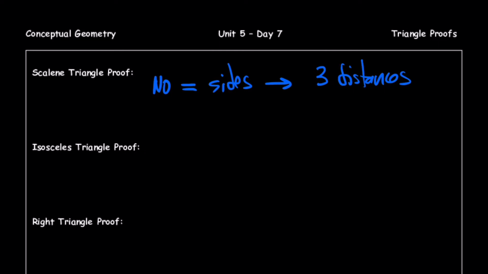Okay? An isosceles triangle proof. What do you know about an isosceles triangle? It has two equal sides. So again, all we have to do is use three distances, and two of the three will be the same.